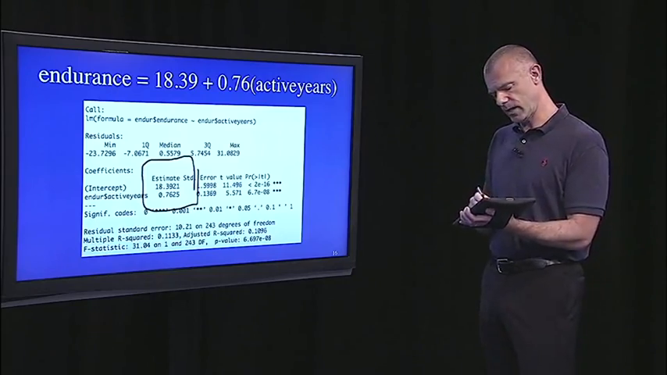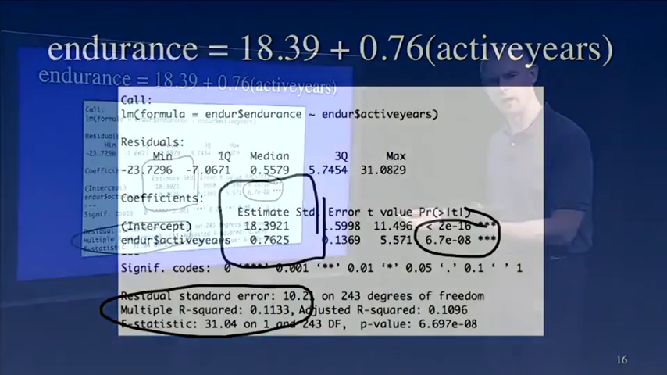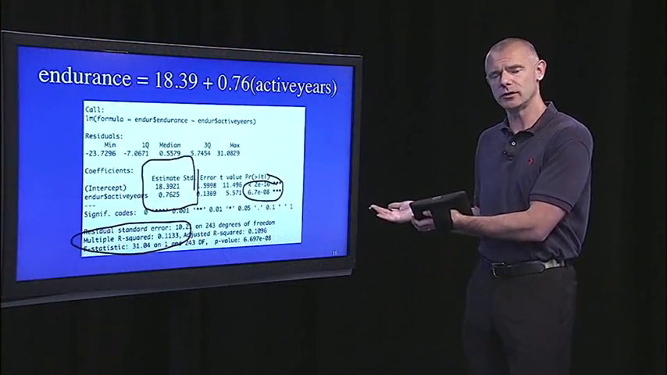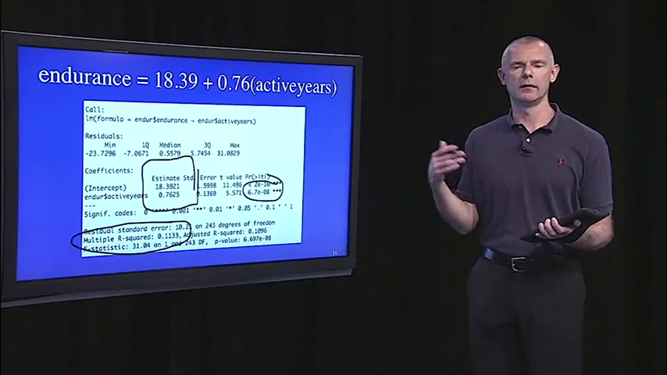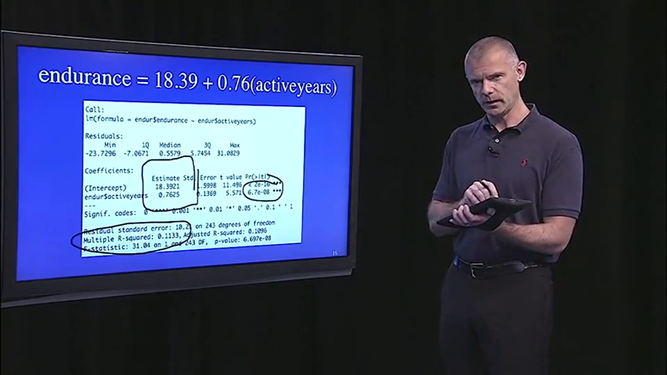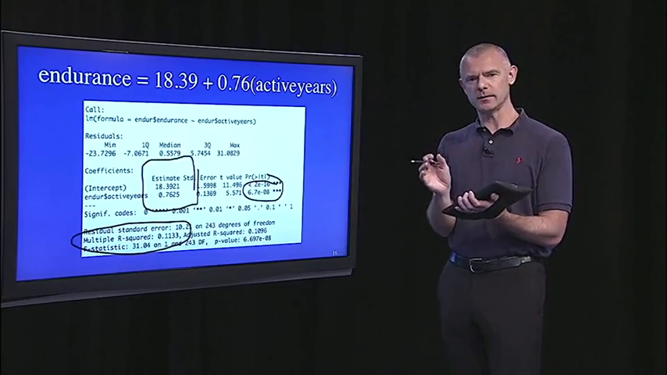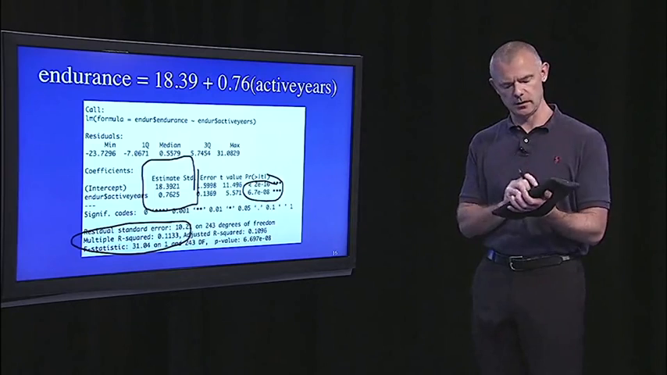But if we look over at the p-value here, it is significant. And if we look down at the model R squared, we're now explaining about 11% of the variance in the outcome measure. So we're doing a lot better with this model because the correlation between active years and endurance is much stronger than the correlation between age and endurance. Now what gets interesting is what happens to these coefficients when you put both age and active years into the equation.